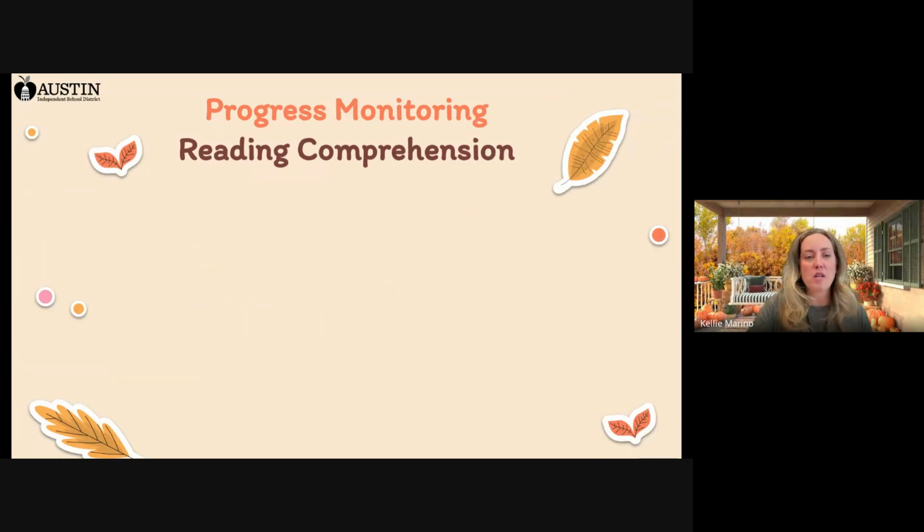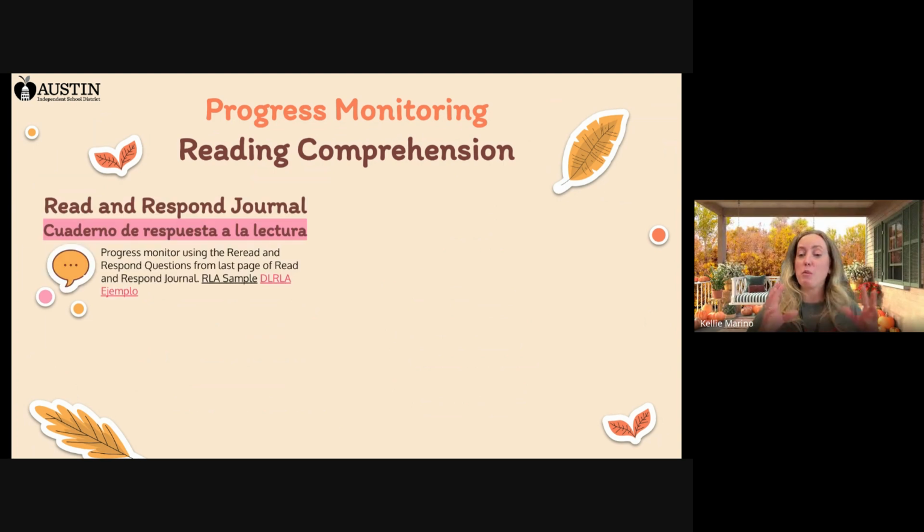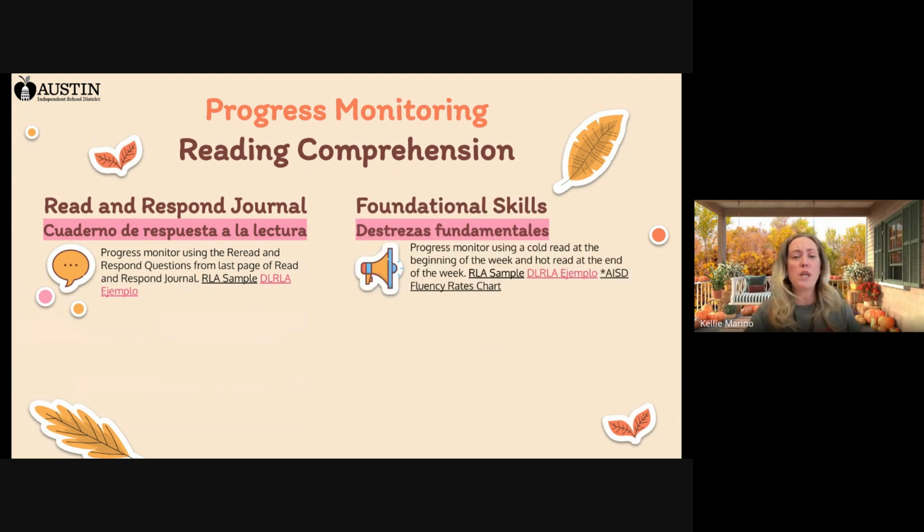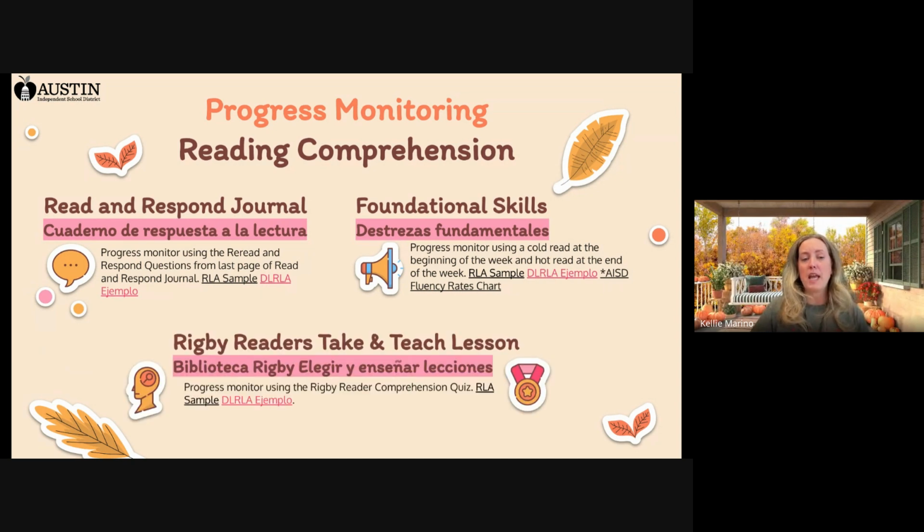So how do we progress monitor our reading comprehension? Remember, we have 3 resources. And so we have 3 different tools, which each have a different purpose. We have the Read and Respond Journal, which we could use the last page of with those questions, the read and respond questions. We have the hot and cold reads from the Foundational Skills Fluency passages. And we have the Rigby Reader comprehension quizzes we can use.